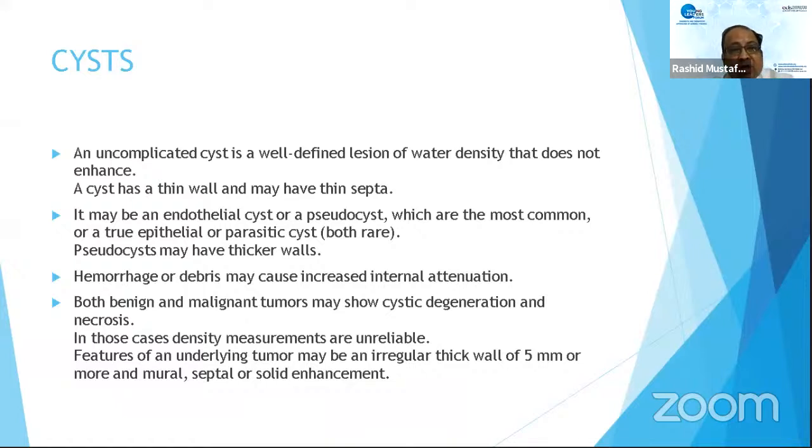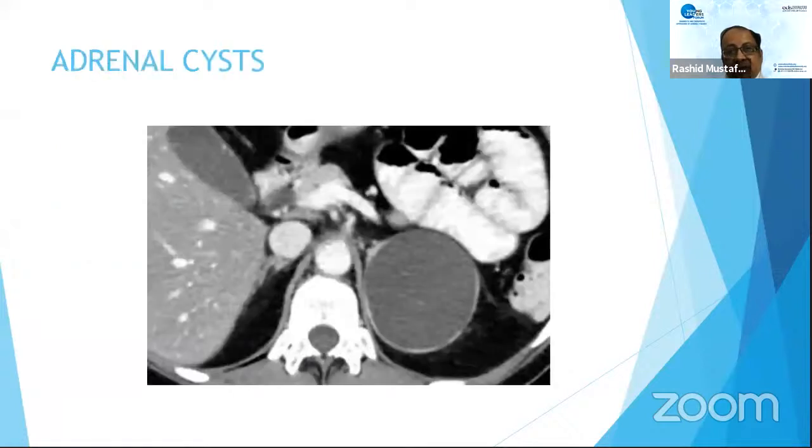Cysts are fluid density lesions. They may have thin walls and septa. Endothelial cysts or pseudocysts are the common cysts that are there. Hemorrhage and debris may cause increased internal attenuation within the cysts. However, some benign and malignant tumors may also show cystic degeneration and necrosis. However, in these cases, the walls may be thick, irregular, and may show septal and solid component enhancement. This is an example of a benign cyst, well-defined in the left adrenal gland.